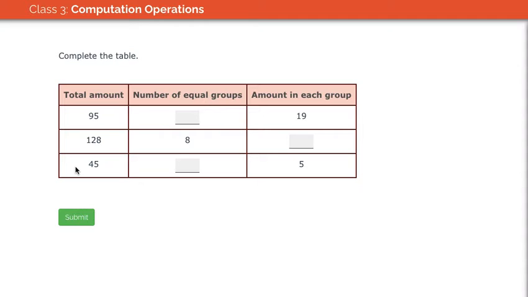Complete the table. So, total amount. So let's find out. These are numbers. So we have to multiply this with some number that equals this. So let's do 95 divided by 19. So we can't divide 19 with 9, so we'll divide 19 into 95 directly.